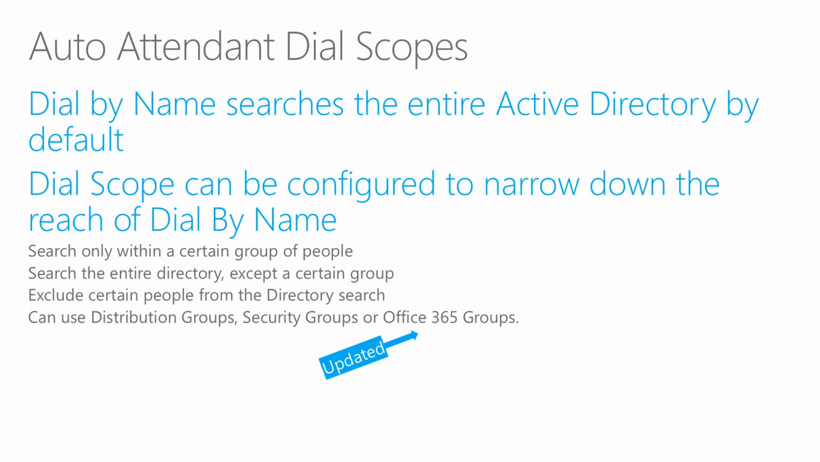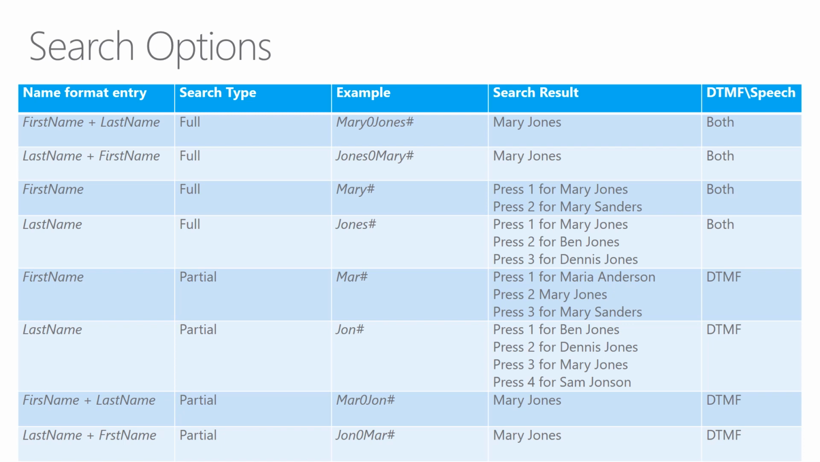You can search only within a certain group of people or search everywhere except a certain group. This way you can exclude certain people from directory search. You can use distribution groups, security groups, or, and we've recently added that, Office 365 groups. So the search options, I'll just leave them here. The different options, we talked a little bit about this.